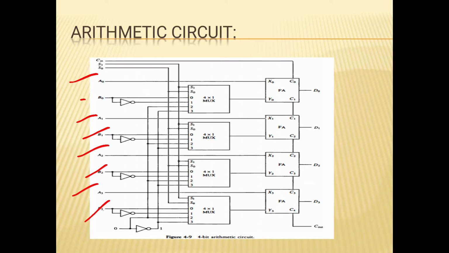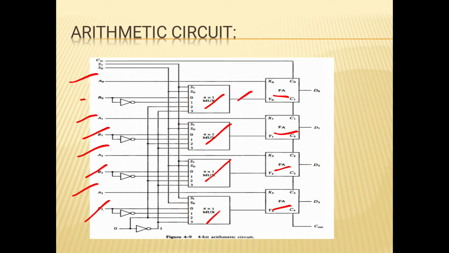And here there are 4 full adders, that is first full adder, second full adder, third and fourth. And we use 4 multiplexers of 4 into 1 configuration, that is first, second, third and fourth. A 4 into 1 multiplexer takes 4 inputs and produces 1 output. The 4 inputs are 0, 1, 2, 3.